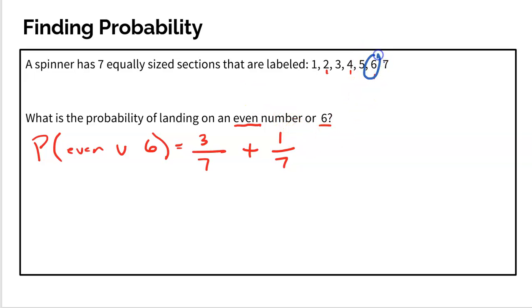The number 6 got double counted. It got counted amongst the 3 even numbers. It got also counted here because it's 6. Well, if a 6 comes up, I'm going to be happy, but it shouldn't count twice. See, it got counted amongst the evens and amongst the fact that it's a 6. So I need to get rid of it. I'm not getting rid of it because I don't want it. I'm getting rid of it because I don't want to accidentally count it twice.